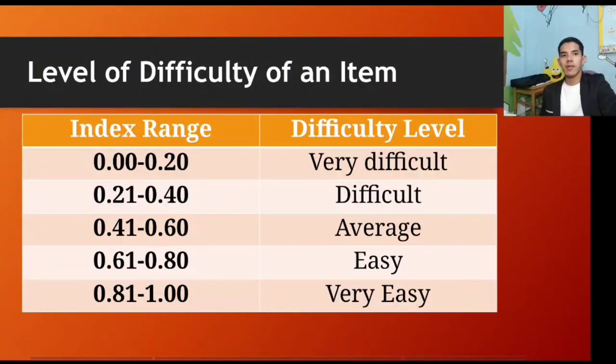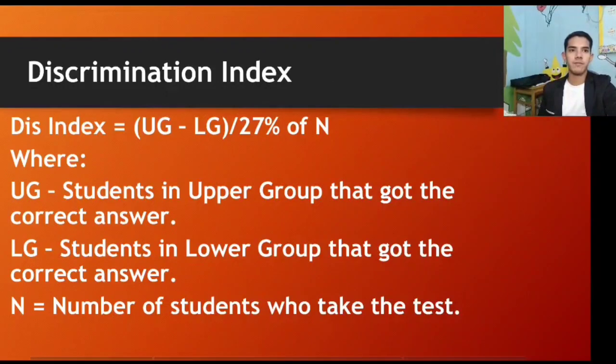Okay, here is the level of difficulty of an item that is being used in an interpretation. We have 0.00 to 0.20, it is very difficult. And 0.21 to 0.40 is difficult. And 0.41 to 0.60 is average. And 0.61 to 0.80 is easy. And lastly, 0.81 to 1.00 is very easy. That is the level of interpretation of the difficulty index.